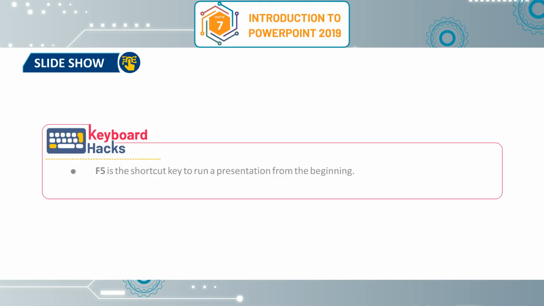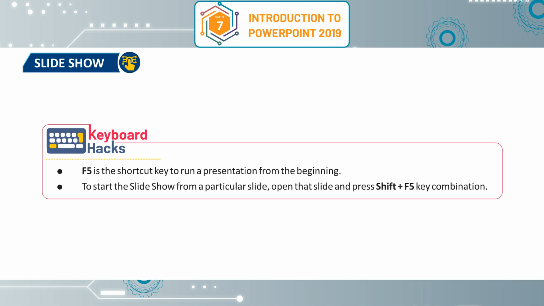Keyboard hacks. F5 is the shortcut key to run a presentation from the beginning. To start the slideshow from a particular slide, open that slide and press Shift plus F5 key combination.